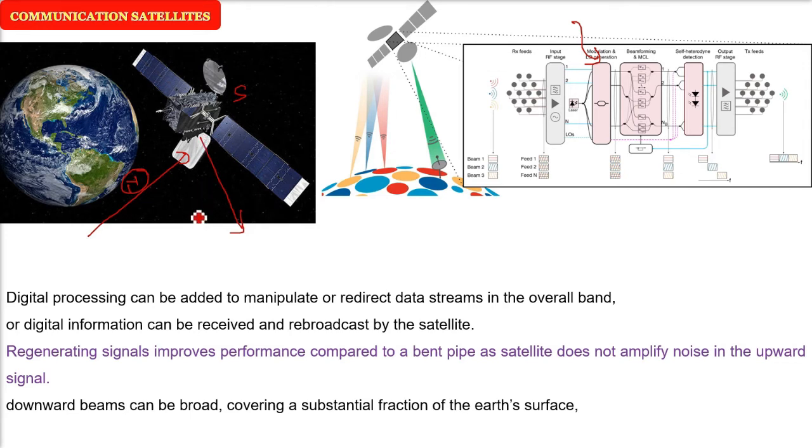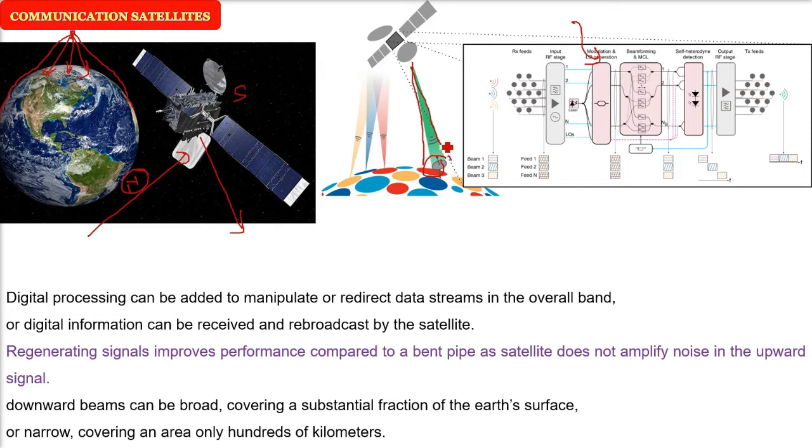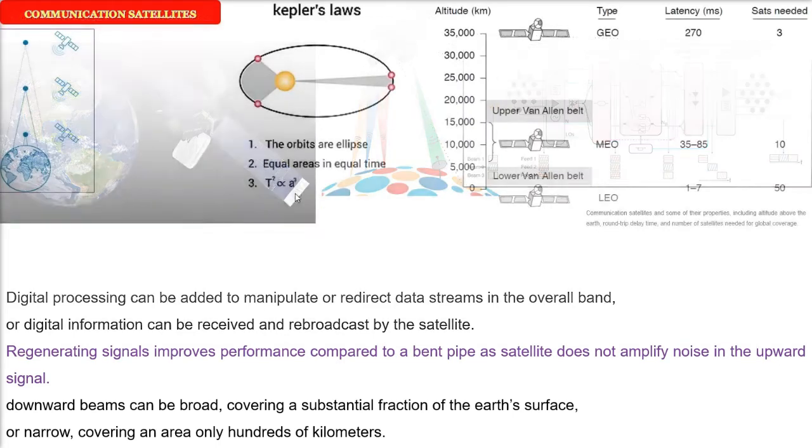The downward beams can be broad and can cover a substantial fraction of the Earth's surface. What does it mean? See, this is a satellite. You can imagine that you are standing there. How much can you view? The field of view will be higher as the altitude increases from the surface of the ground. You can also have a very narrow footprint covering an area of only hundreds of kilometers. This depends on how the manufacturer has made the satellites.